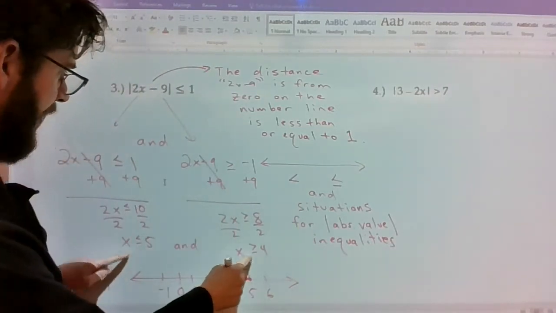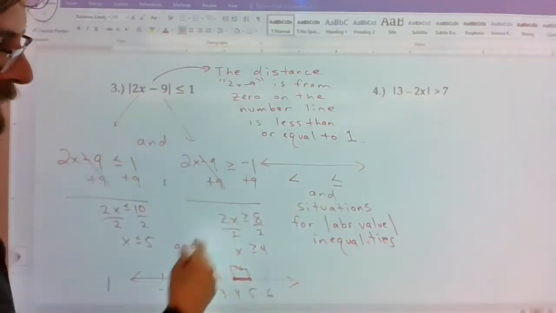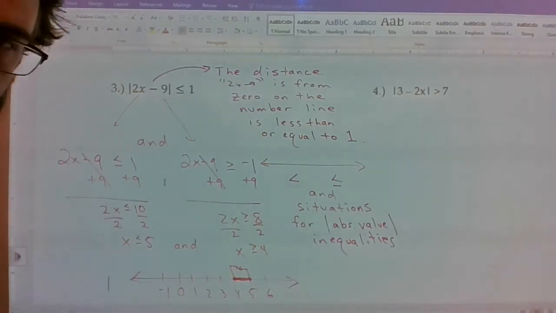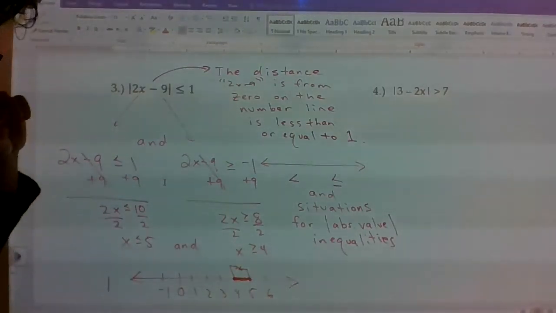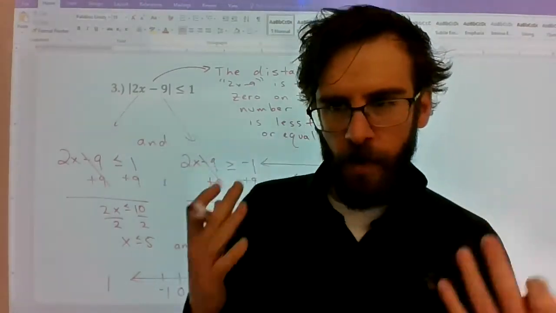So that's the interpretation of my solution. Here's me solving it. I had to split it up into these two parts. Less than is and for absolute value inequalities. And yeah, I just solved it like normal. It's not too tough, but understanding the concept is a little bit wonky.